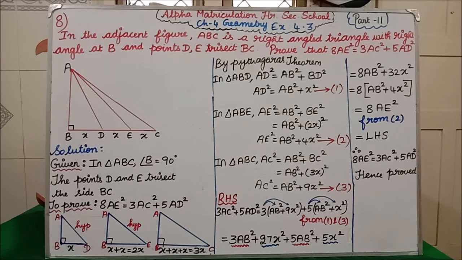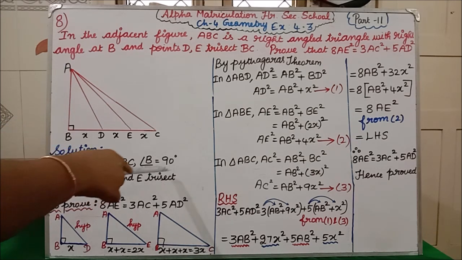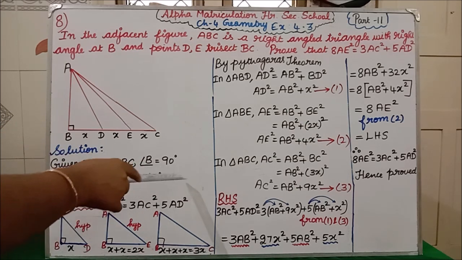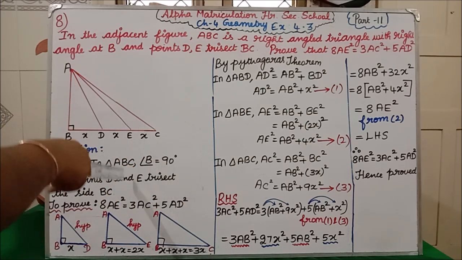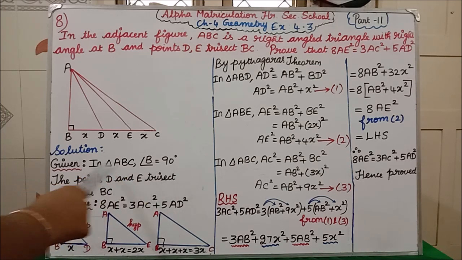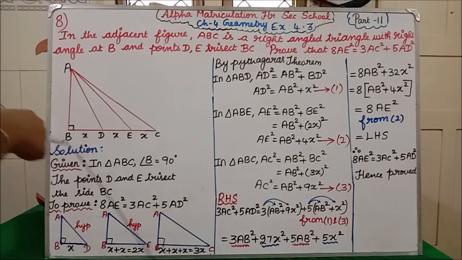When that time we have to prove 8AE square is equal to 3AC square plus 5AD square. We want to prove. Clear students, all of you? I am writing given first. Now we will see the solution. Given is nothing but what they have given in the question, that only I have written. ABC is a triangle, angle B is 90 degree. The points D and E trisect. Trisect means dividing into three equal parts. Trisect the side BC. This side only is getting trisected. That only I have written.